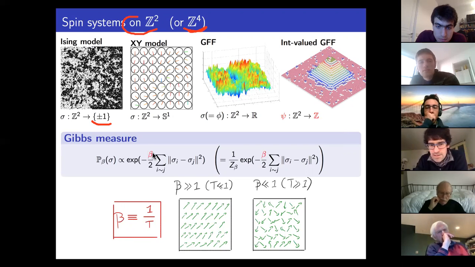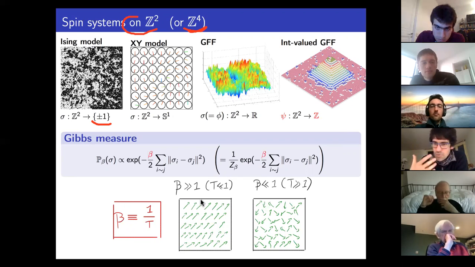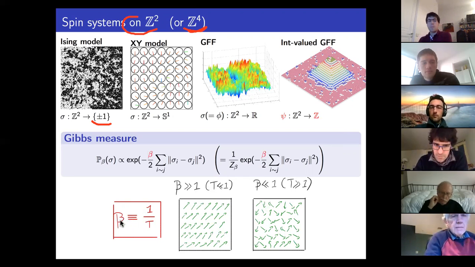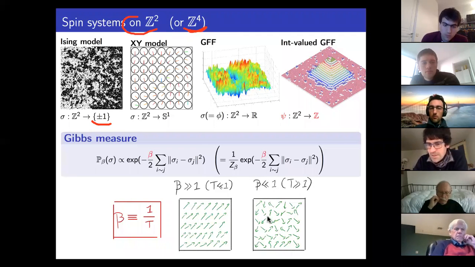What you can see here is that if beta is very, very large, the probability of a configuration which has large gradients will be very small. So beta very large is this picture here. The probability measure will be concentrated on configurations that are very ordered. This is why we say that beta very large corresponds to very low temperature, and the correspondence is as follows: beta is always 1/T. In the opposite regime, if beta is very, very small, you have something very disordered, and you get closer and closer to the uniform measure as beta goes to 0.